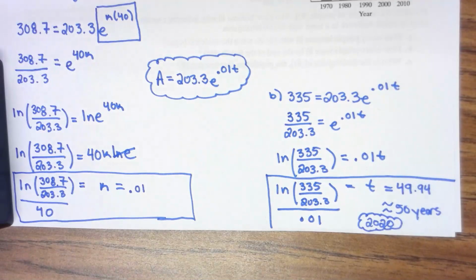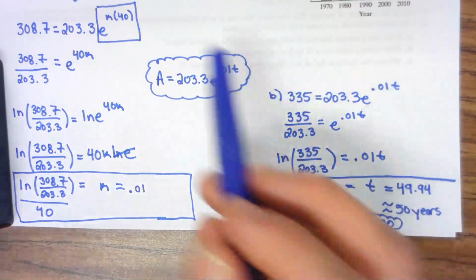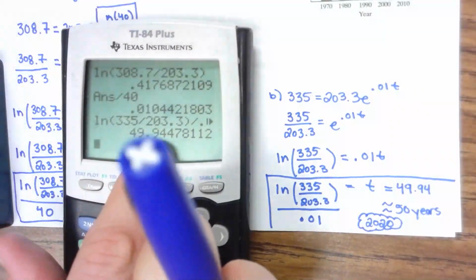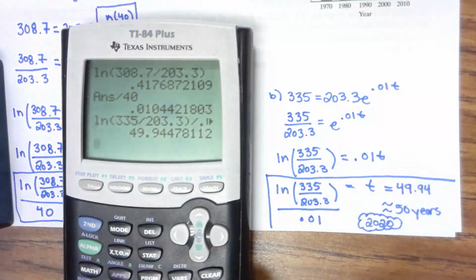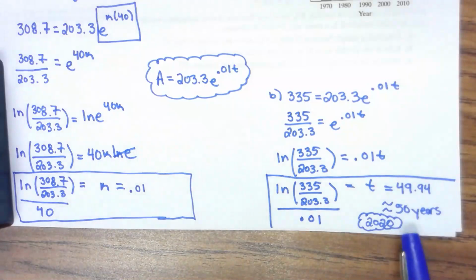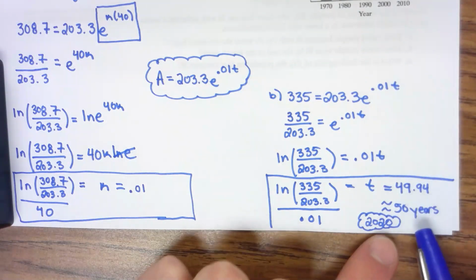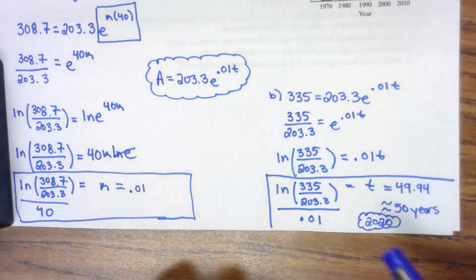So we should have found that we're going to reach the population of 335 million after about 50 years. So when you plug it in the calculator, you get about 49.94. That's close enough where we can just simply round up and say it's going to happen 50 years after we initially measured the population. So that's 50 years after 1970, making that about year 2020.